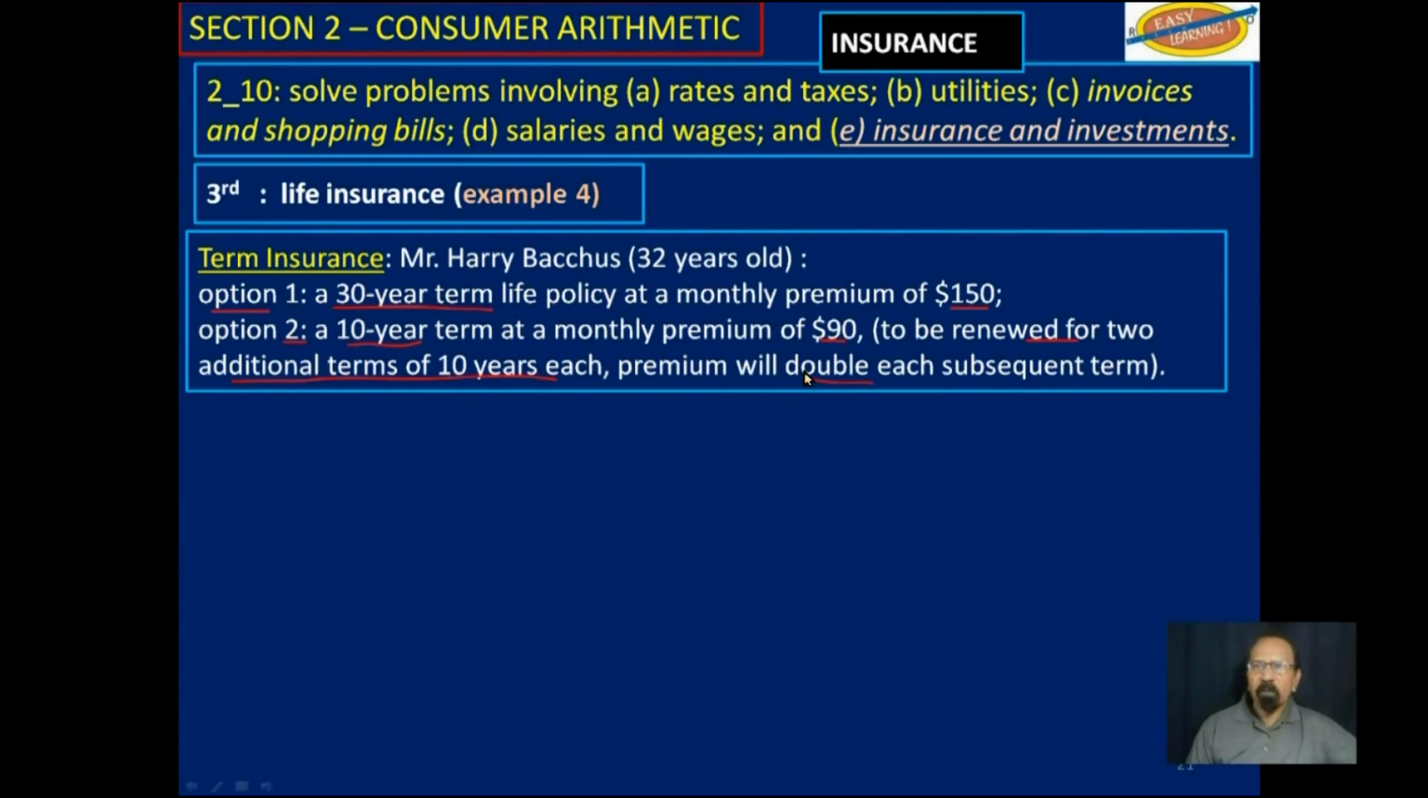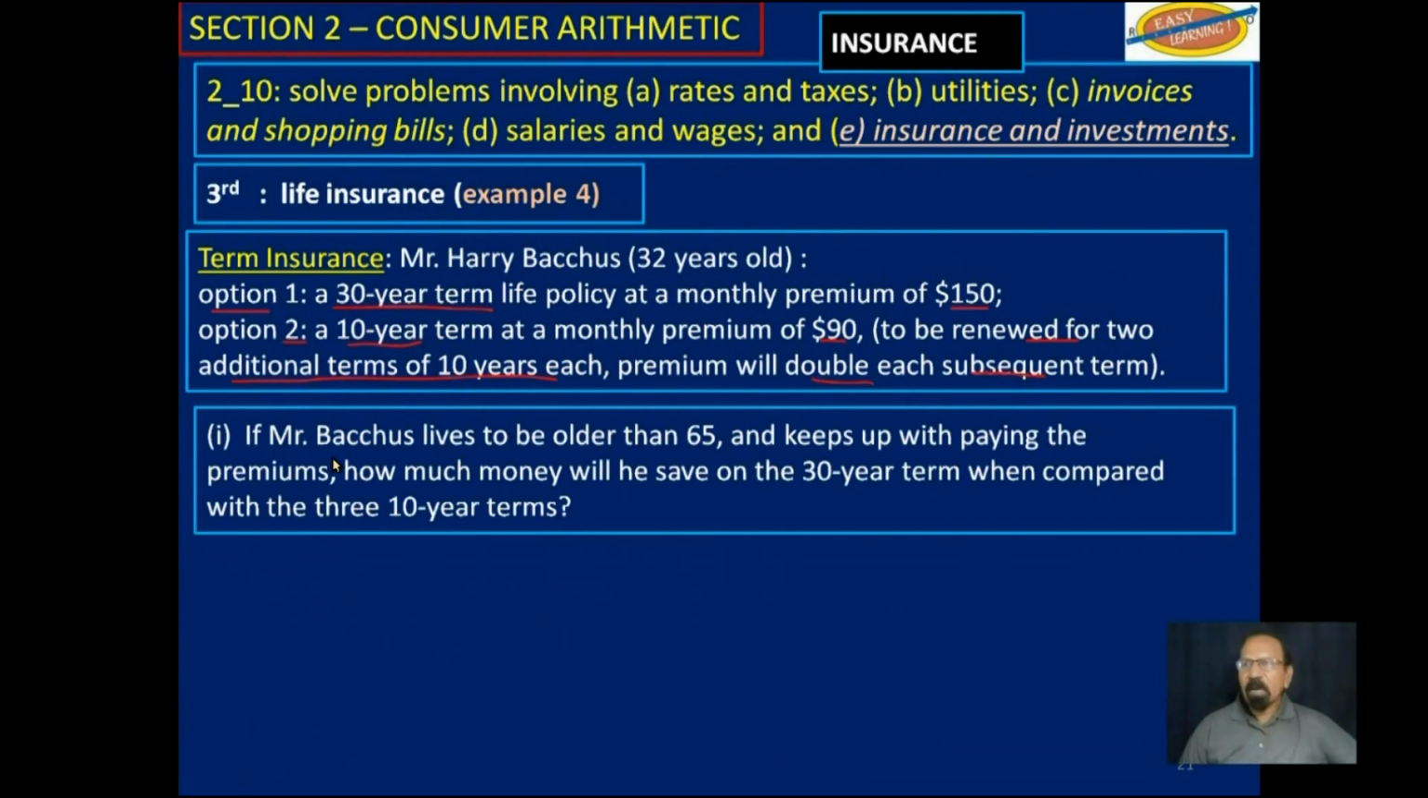Premium will double each subsequent term. So if Mr. Backus lives to be older than 65 — now remember, we are talking about 30 years. He is already 32. So if he lives to be 65, he would have passed the 30 years, and he keeps up paying the premium. How much money will he save on the 30-year term when compared with the 10-year plan?